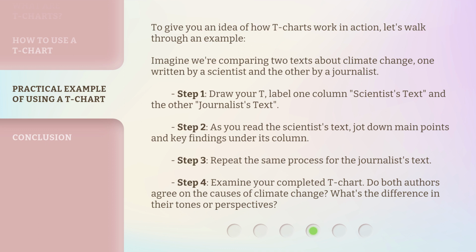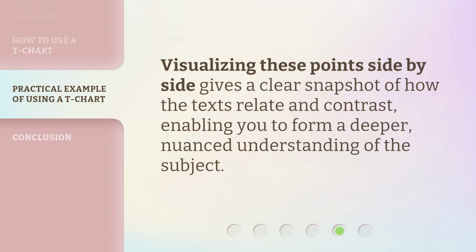Step 4. Examine your completed T-chart. Do both authors agree on the causes of climate change? What's the difference in their tones or perspectives? Visualizing these points side by side gives a clear snapshot of how the texts relate and contrast, enabling you to form a deeper, nuanced understanding of the subject.